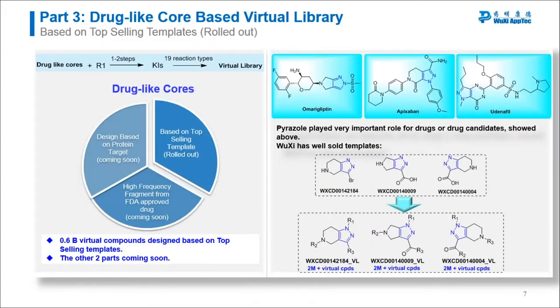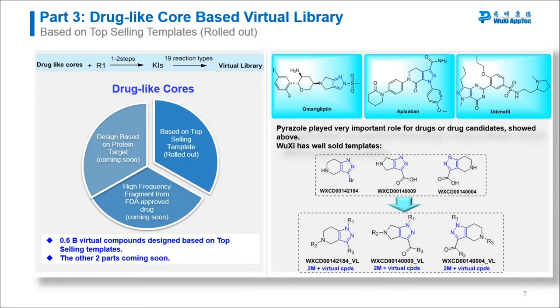The third part, which just rolled out last year, mainly focuses on drug-like cores. It is composed of 3 different approaches. The first is based on top-selling templates, which we already rolled out with around 0.6 billion compounds. The other 2 approaches, designs based on protein targets and using high-frequency fragments from FDA-approved drug molecules, are coming soon.